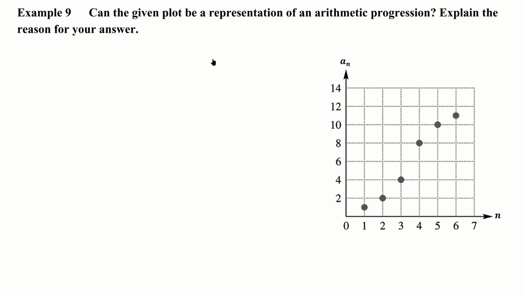So here's an easy one. Can the plot given here be a representation of an arithmetic progression or an arithmetic sequence? Explain your answer. Of course, as you can see, these dots represented here are not collinear, so this cannot possibly be representing a what? A linear progression. All right, so that's an easy one.